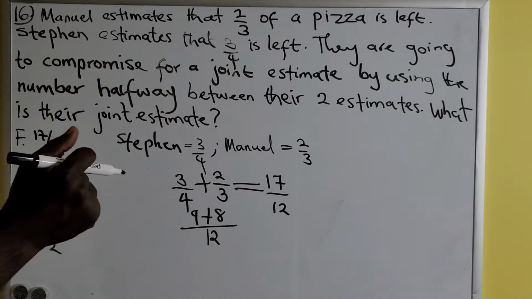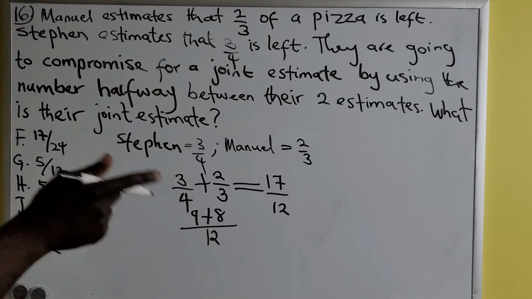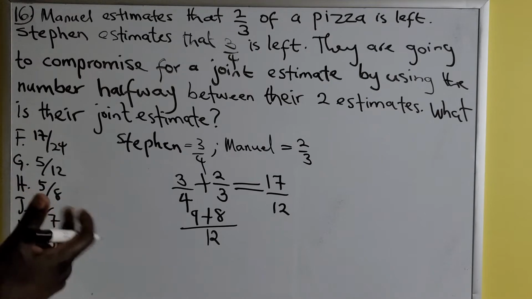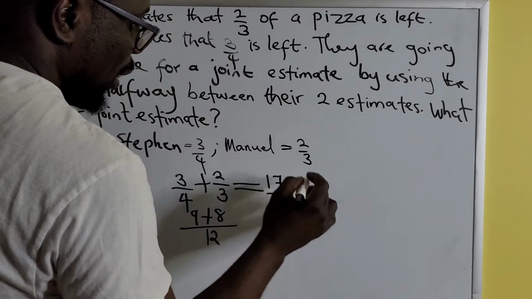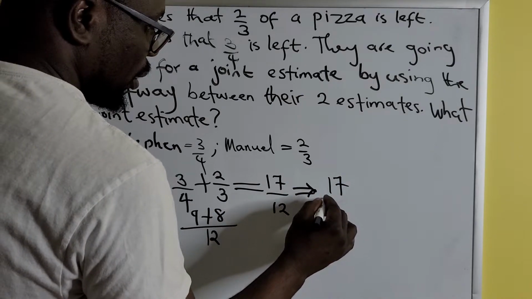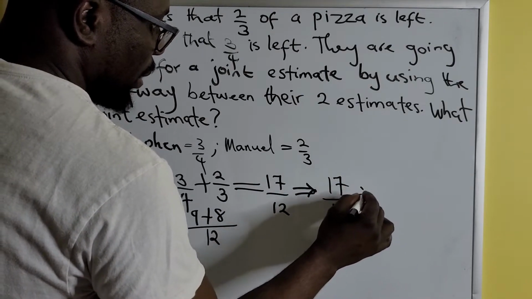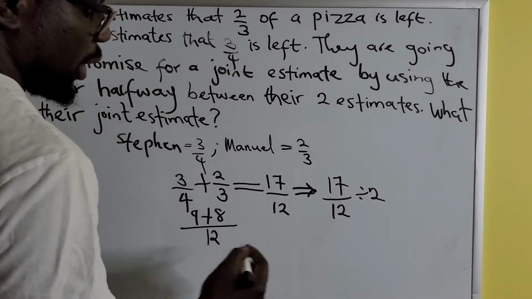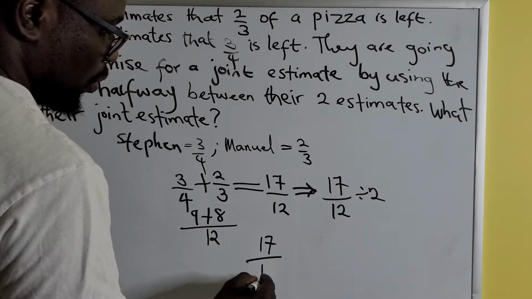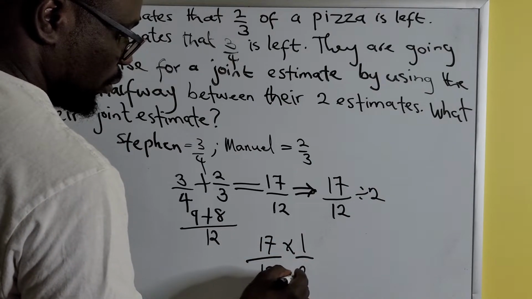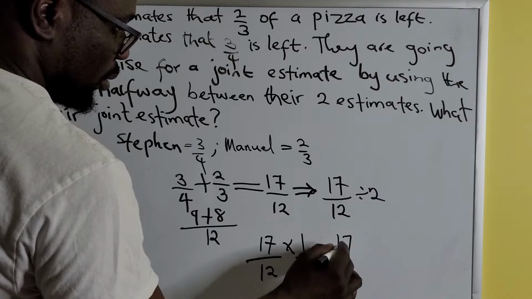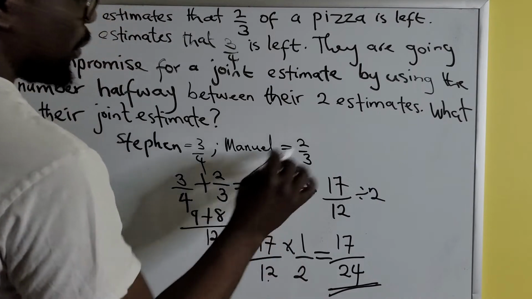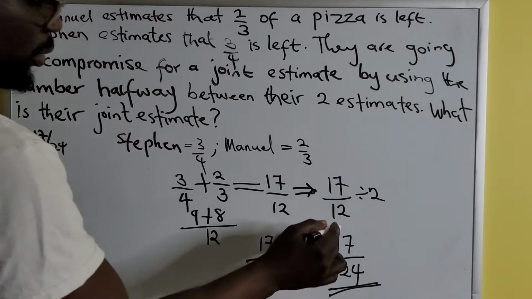But that's when they compromise. What is the half of their joint estimate? So they have to meet halfway. What is the average of the joint estimate, so to speak, or what is half of it? So that will be 17 divided by 12 divided by 2. That's like the half of their joint estimate. So convert this to multiplication. You have 17 divided by 12 times 1/2. And that gives you 17 divided by 12 times 2, which is 24. And that is what you're looking for. What is their joint estimate?